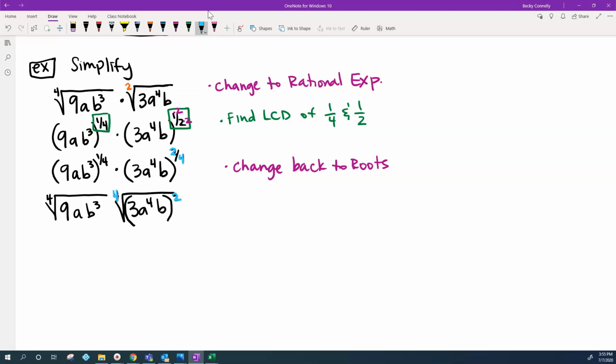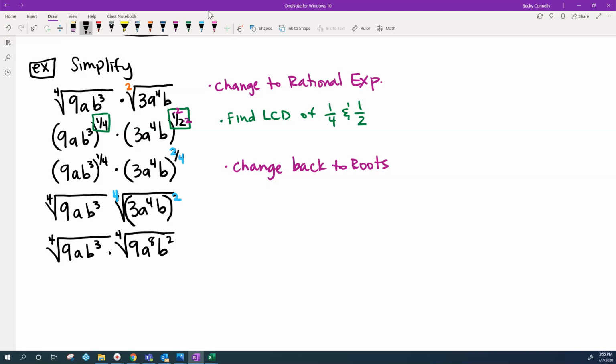Okay, so let's do that. Let's simplify that part. So my first one, again, is still staying the same. We're not doing much with this guy yet, right? Then this is the fourth root, right? So 3 squared is 9. A to the fourth squared is a to the 8th. And then we have b squared. Okay, so now, finally, I have the same radicals, so they're the same root.